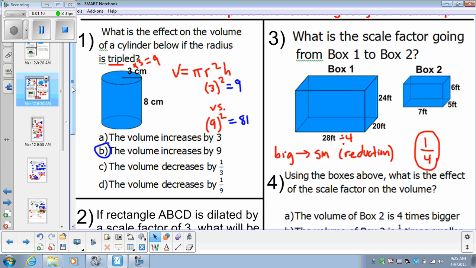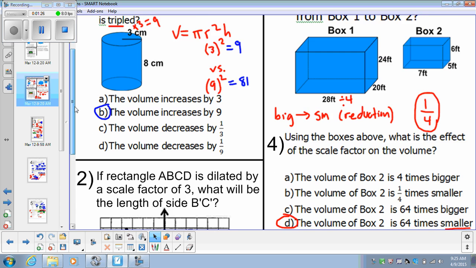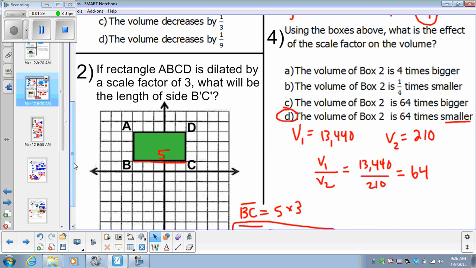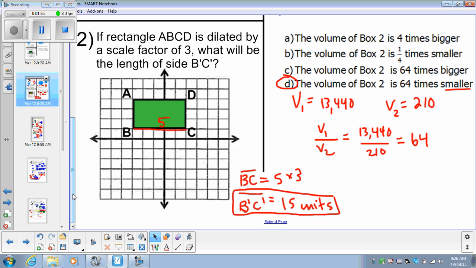I'm going to move over to question number 3. Notice the first box is bigger, and since we're going from a bigger box to a smaller box, that's a reduction if we were talking about a dilation. So because we're getting smaller, the scale factor should be less than 1, and since we're dividing by 4, the scale factor is 1/4. Now for number 2, if the rectangle is dilated by a scale factor of 3, that means it's going to be getting bigger, it's going to be an enlargement. So if side BC is currently 5 units long, B prime C prime will simply be times 3, 15. That is not a tricky question, it's pretty simple.